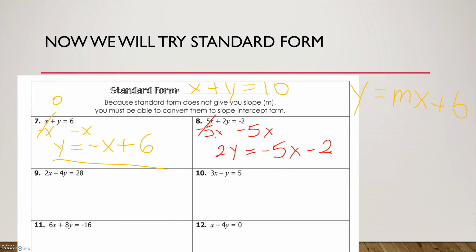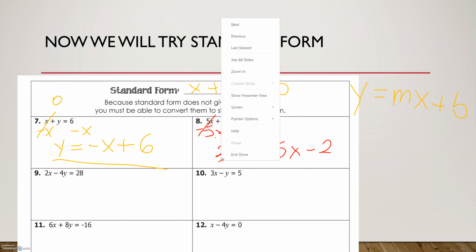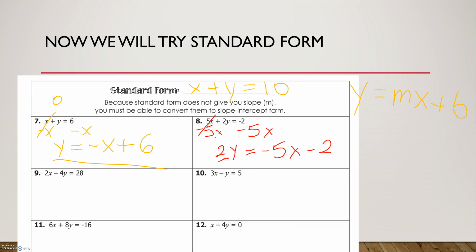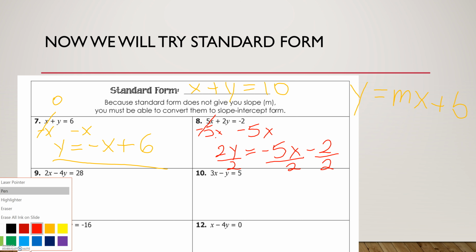Now notice you still have this 2. Okay, this 2 has to go. And the way we're going to make 2 go, we're going to divide both sides by 2. Now, when you go to the right hand side, make sure you divide everything by 2. So negative 5x and negative 2. So let's see, what do we have left?